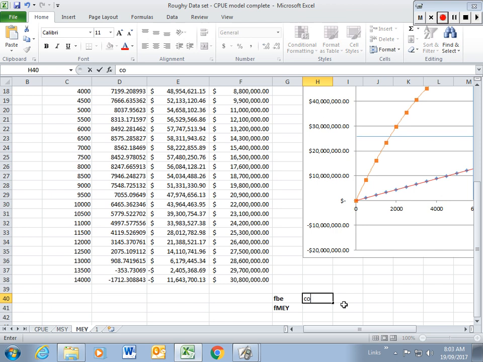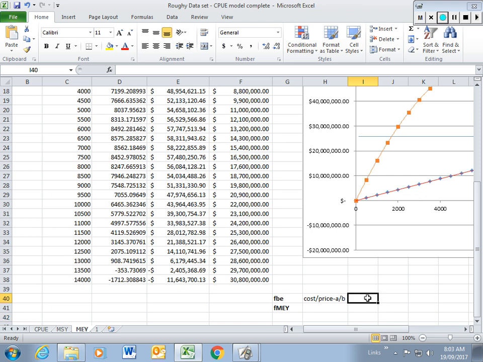Alright, and it's cost divided by price minus A divided by B. That's the actual formula that we're going to need to write into the next cell. And to get MEY, the level of effort, we are 50% of that, and 50% as a decimal is 0.5.